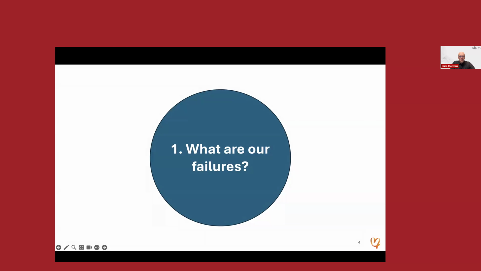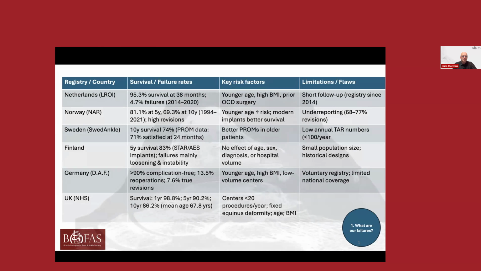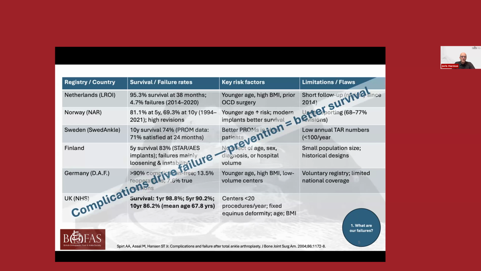So what are our failures? I already did a survey about the necessary registries, especially within Europe. And we see in the Scandinavian national registries that they have a survival rate between 70 and 74% in 10 years, nonetheless with low annual numbers. The German registry indicates a better survival rate, although the registration is voluntary. Our own Dutch registry does it a bit better. The only thing, it only has a follow-up of 3 years. And the most comprehensive national data is here from the UK, with a survival rate of 6.2% in 10 years. And it's very important that we recognize our complication rates, because by decreasing them, probably our survival rate will also improve.